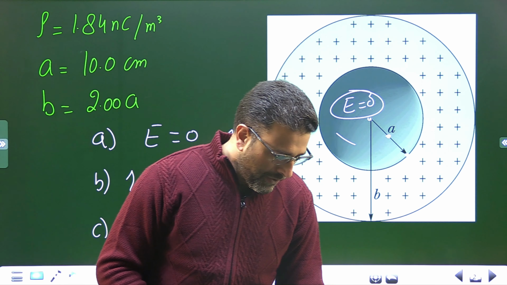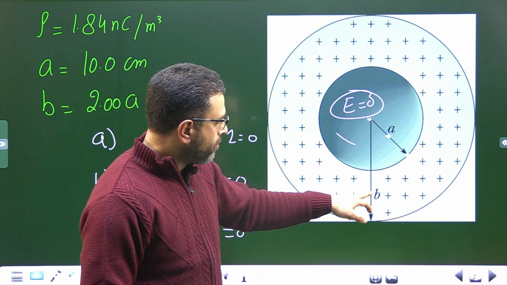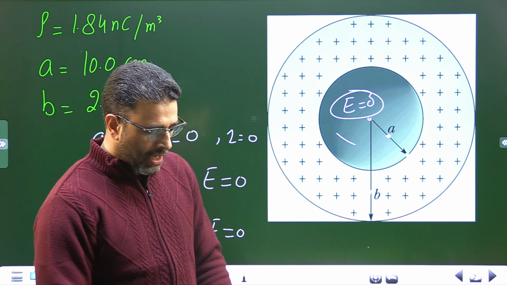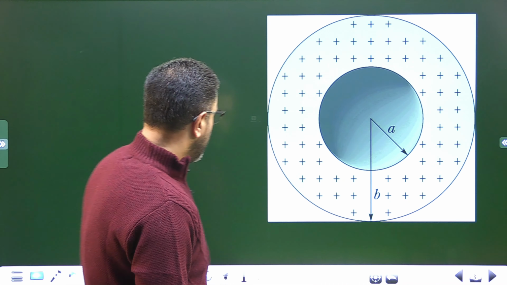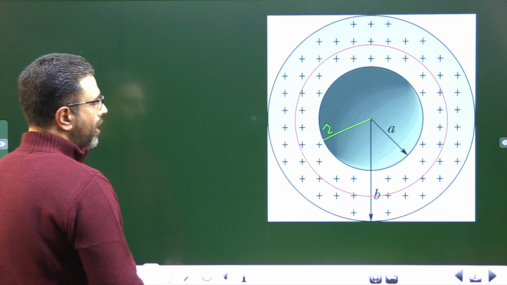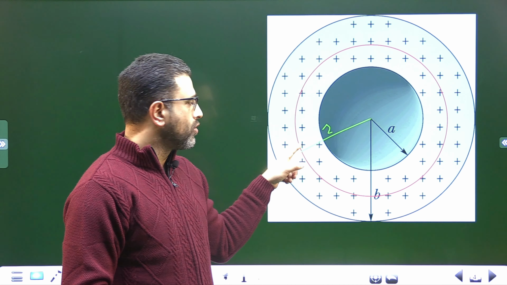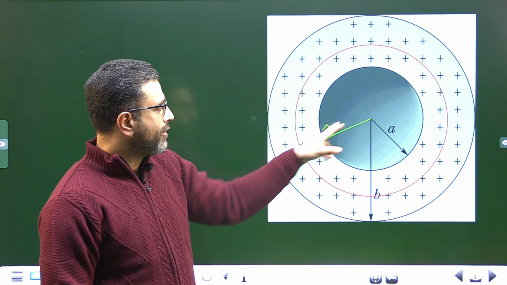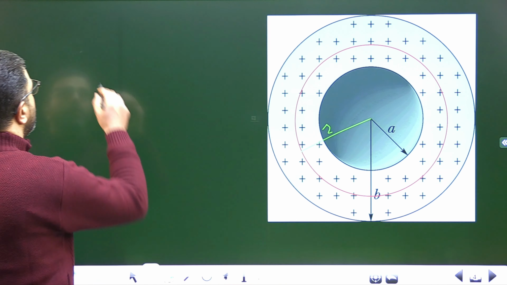Now, then we'll find out field somewhere here at 1.5 times A, and then here at r equal to B, then outside this. So, we'll make use of Gauss law there. So, in order to use Gauss law, I'll first find out charge enclosed by this Gaussian surface with the radius of r. I have drawn a spherical Gaussian surface there with the radius of r. We'll find out charge enclosed, then we can solve Gauss law.